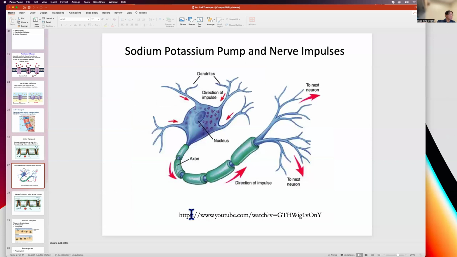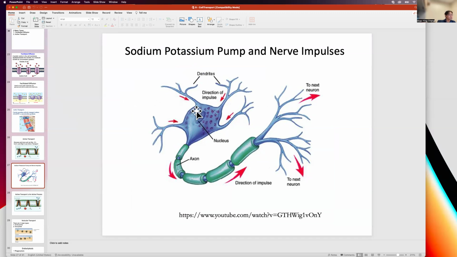For one example, you can click and watch this video about the sodium potassium pump. Every living cell has it. It uses ATP as an energy source to move sodium out of the cell and potassium into the cell. It keeps running, so eventually the inside has more potassium. The ICF has more potassium, and the ECF outside actually has more sodium.